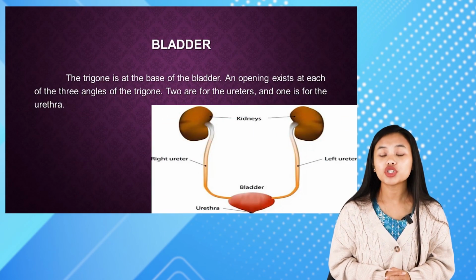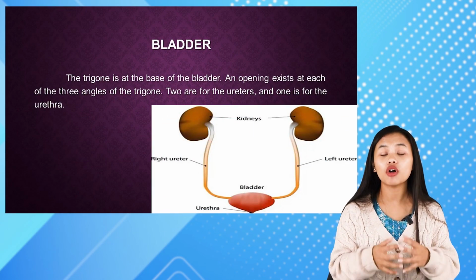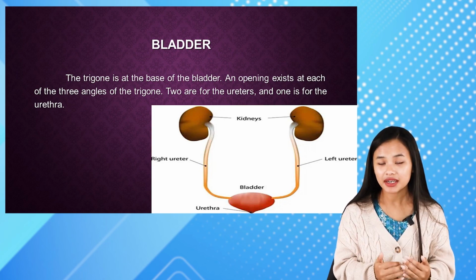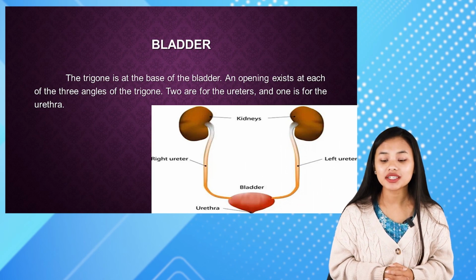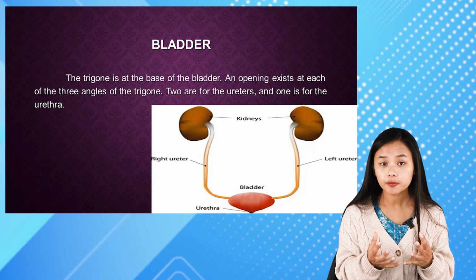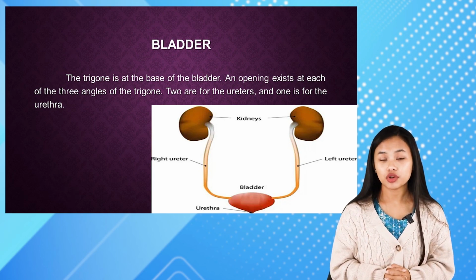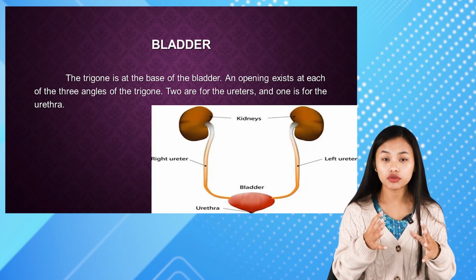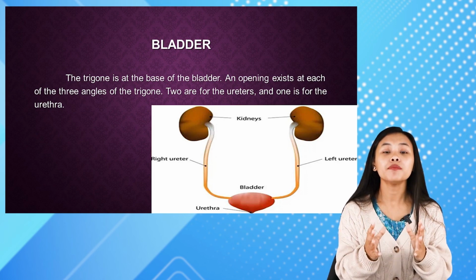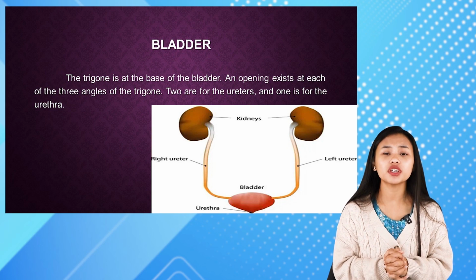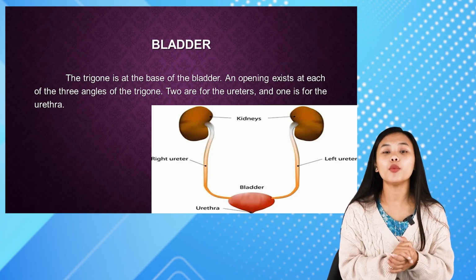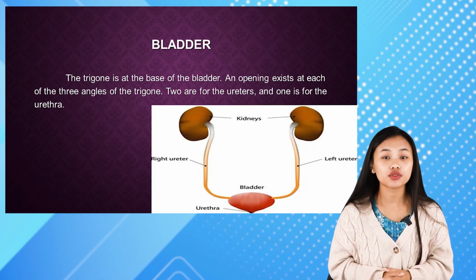Here the trigone, which is a smooth triangular area on the inner surface of the bladder, is at the base of the bladder, and an opening exists at each of the three angles of the trigone. Out of these, two are for the ureters and one is for the urethra. As I've said, this bladder is a place where the urine will be filled, right? There will be one opening, which will be the urethra, from which the urine can be excreted.